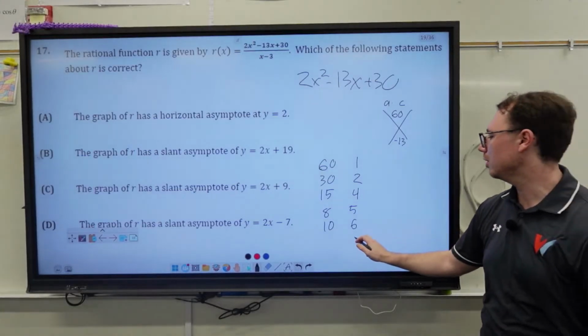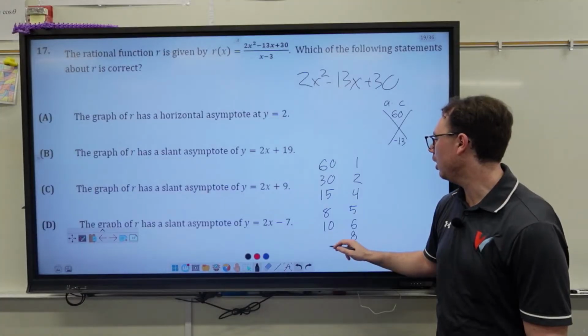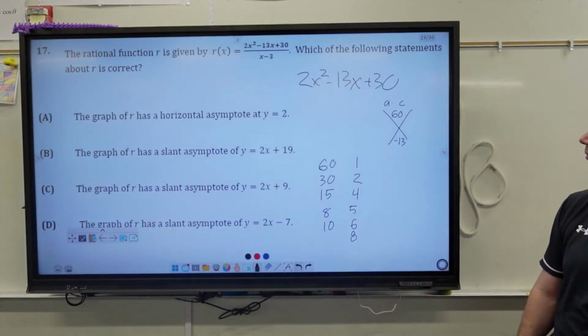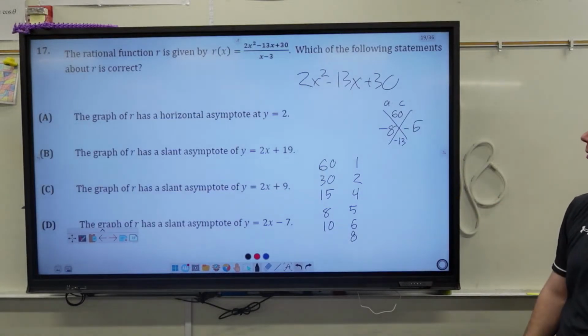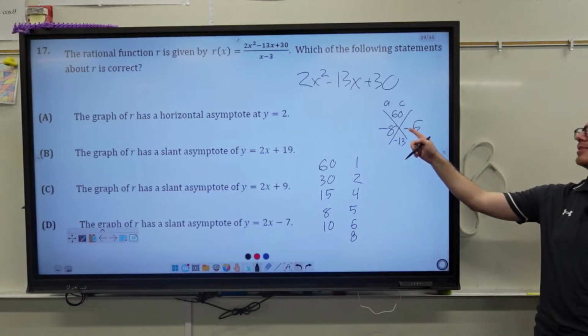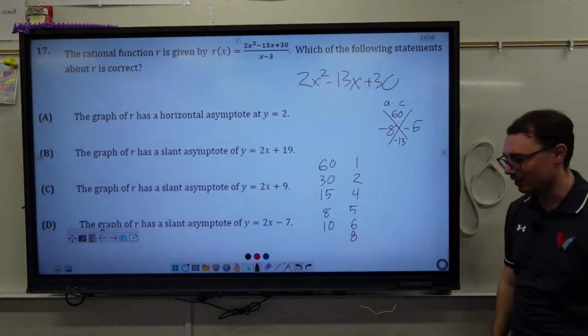7 doesn't go into it. And then we just repeat 8 and 5 here. Oh, it says 8 and 5. Oh, I feel silly. Well, negative 8, negative 5 is going to be our answers here. Negative 8 times negative 5 gives us 60, but negative 8 minus negative 5 gives us this here.